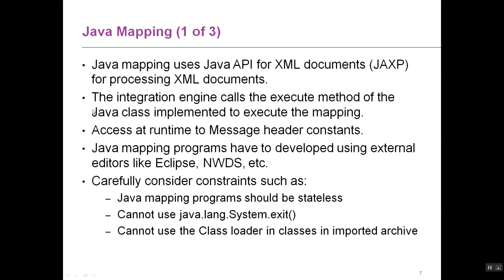So what is the background to Java mappings, right? Java mapping typically uses JAXP or Java API for XML documents. You can also use SAX parsers, you can also use DOM parsers, or you can also use string manipulation. Okay, Java mapping can be developed using external editors like Eclipse, NWDS, and so on. There are certain constraints that you need to be aware of.